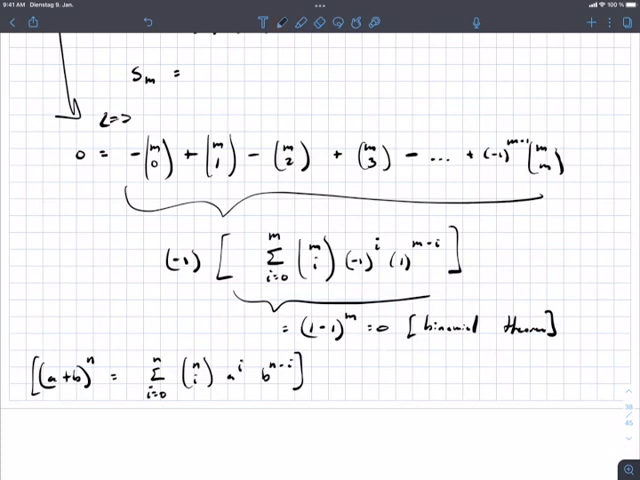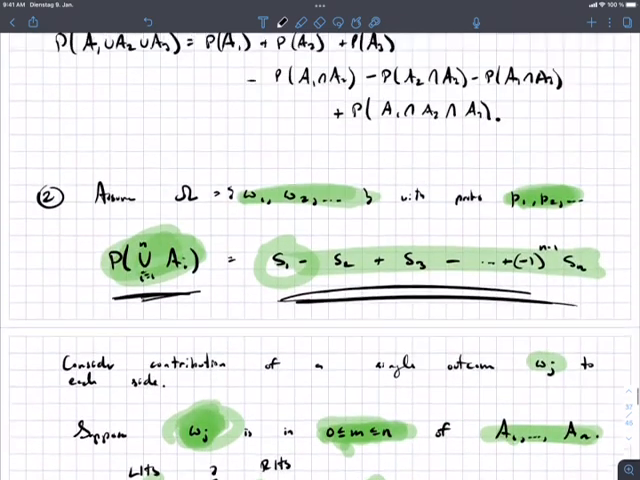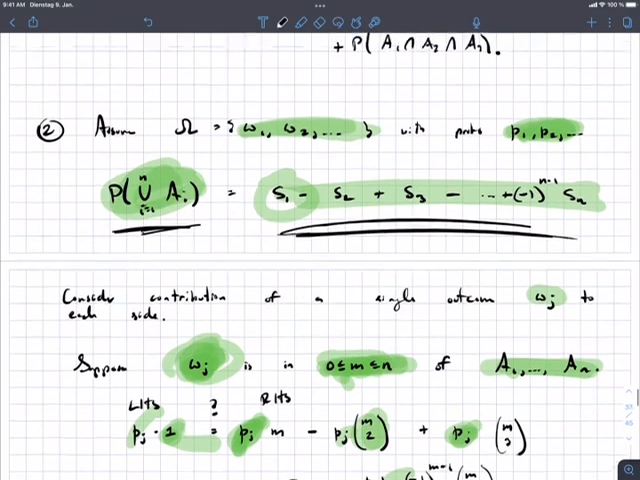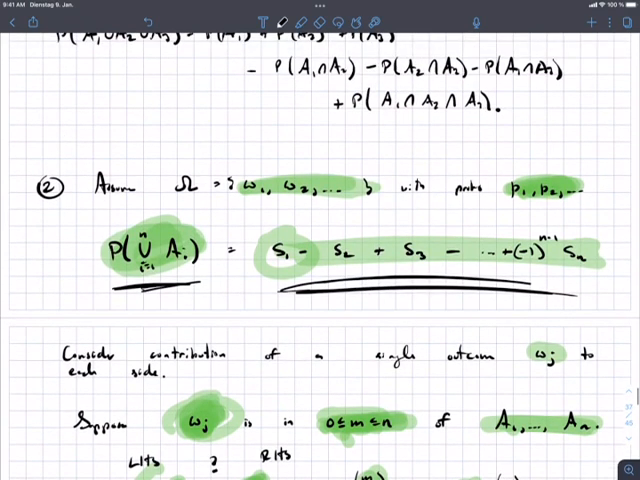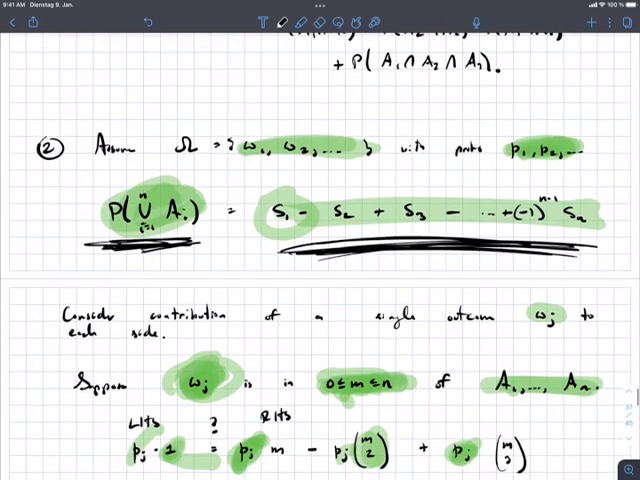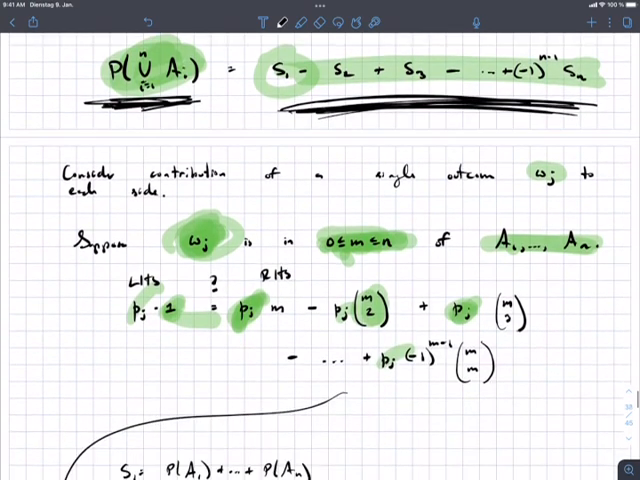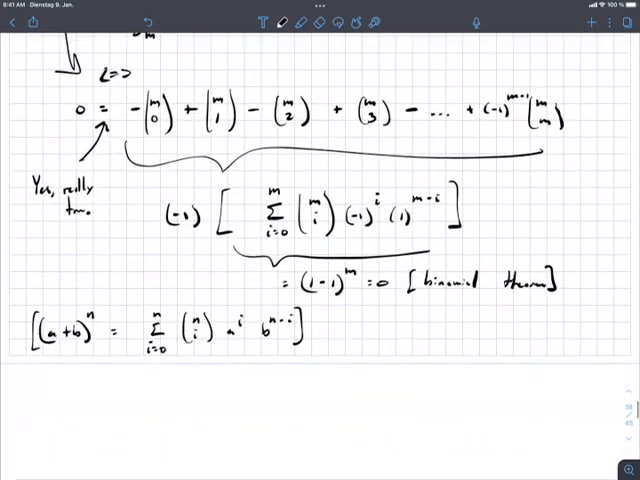Yes, really true. So that's our justification for the inclusion-exclusion principle. The left-hand side is equal to the right-hand side. You can see this by counting the contribution of a single outcome to each side and noting that it's the same.